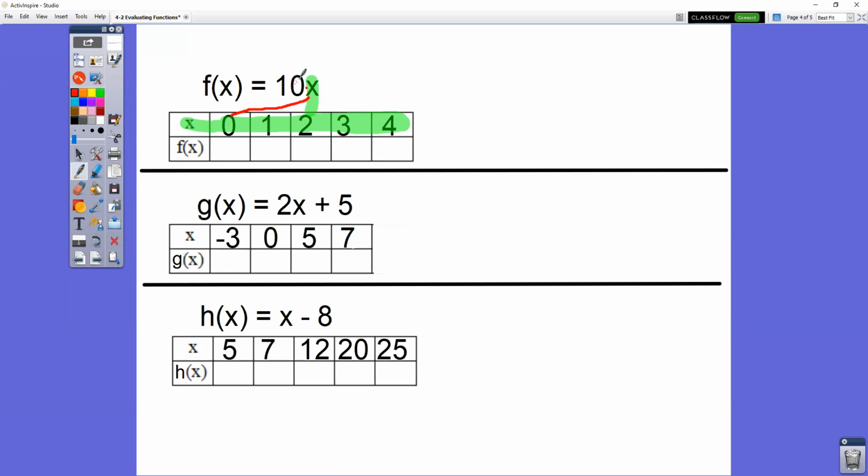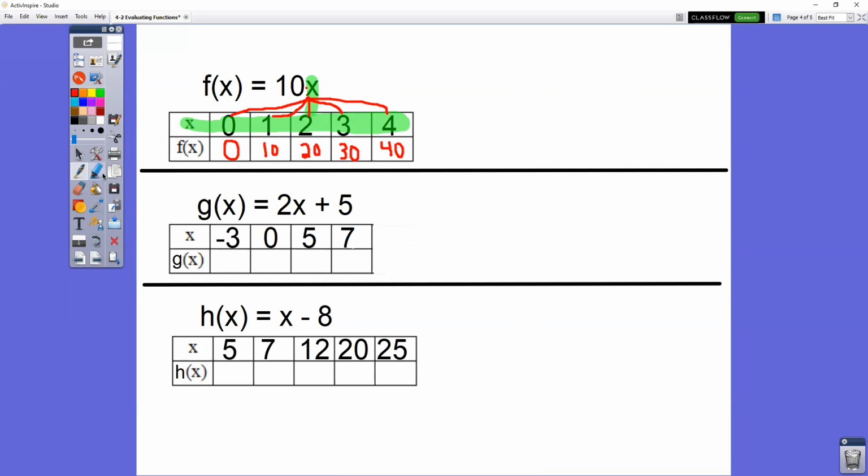So instead of 10 times x, we have 10 times 0, which is 0. Instead of 10 times x, we have 10 times 1, which is 10. Instead of 10 times x, we have 10 times 2, which is 20. Instead of 10 times x, we have 10 times 3, which is 30. Instead of 10 times x, we have 10 times 4, which is 40. So you're just going to take each number individually and sub it in for x.